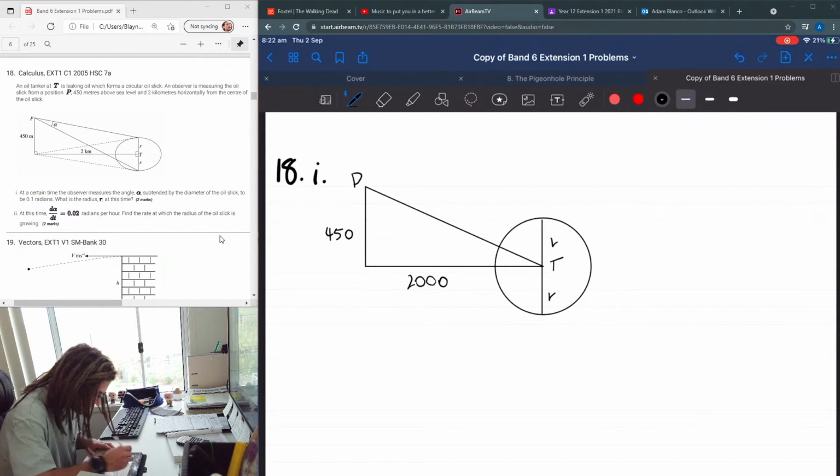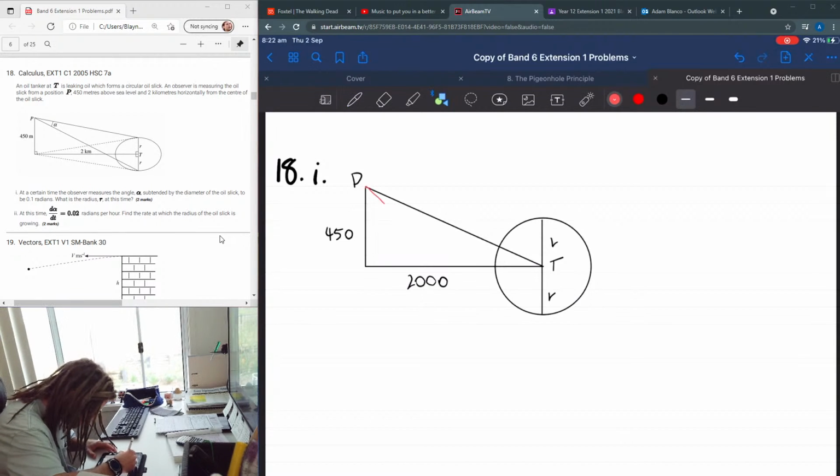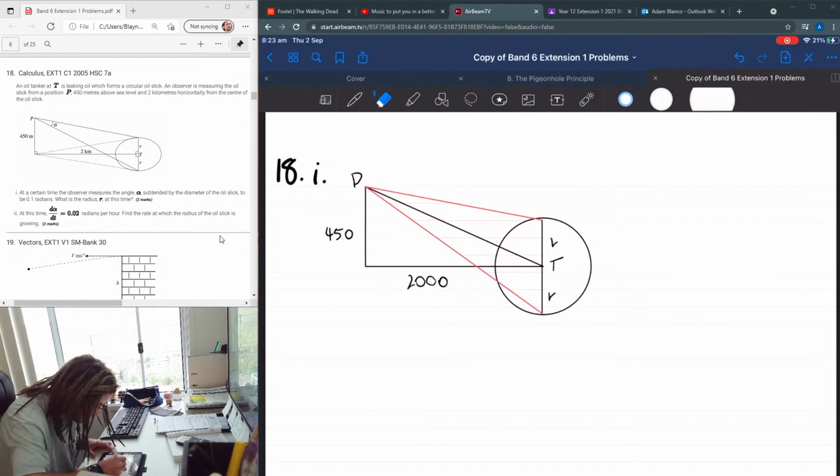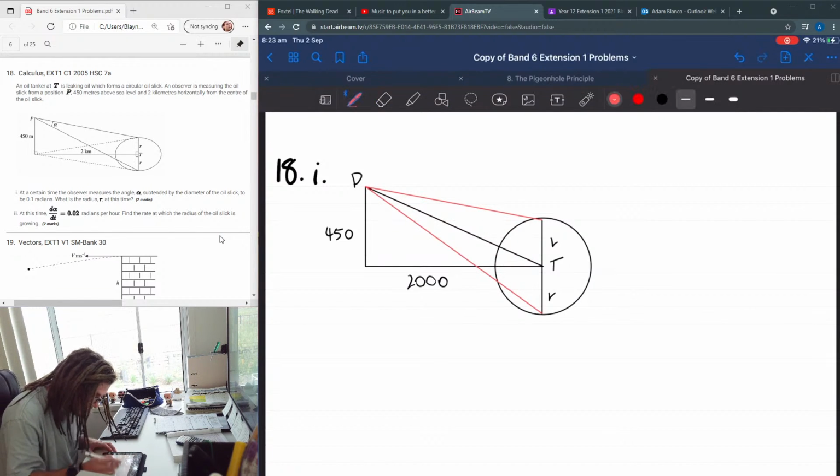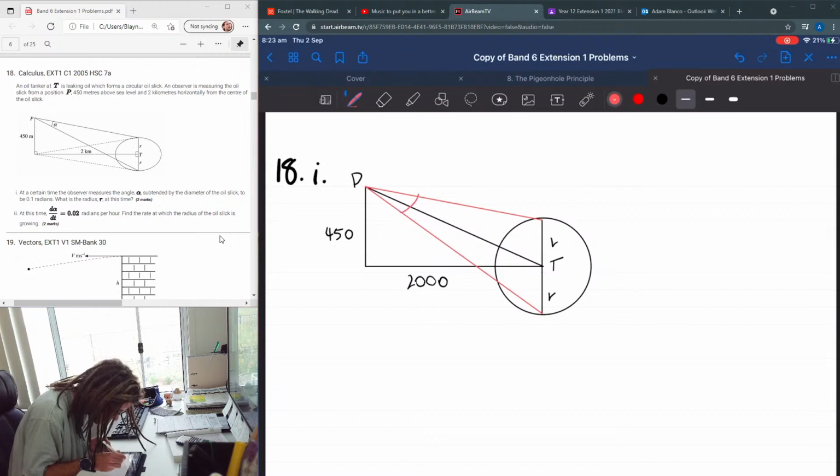Now let me draw this in a different color. There's a triangle here, and this is such a strange picture. That whole angle is 0.1, and each of these little angles is 0.05.